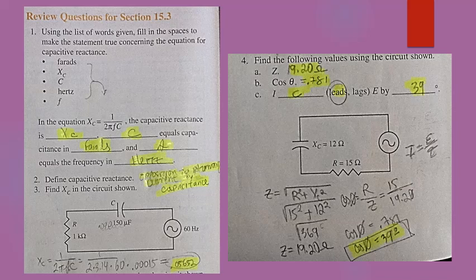Number 3, find the capacitive reactance in the circuit shown. We have a series RC circuit with a capacitor of 150 microfarads and a resistor of 1 kilo ohm. To solve, we use the formula for capacitive reactance, which is 1 divided by 2 times pi times frequency times capacitance, which in this case gives us ultimately 0.05652, and that is in ohms.